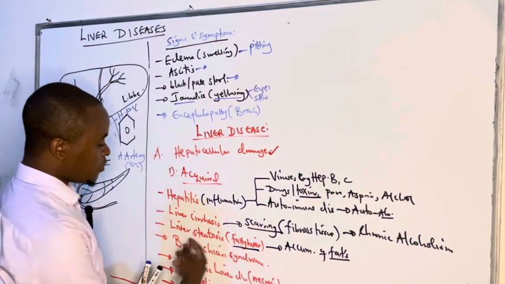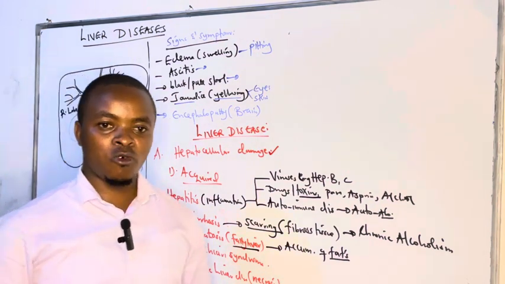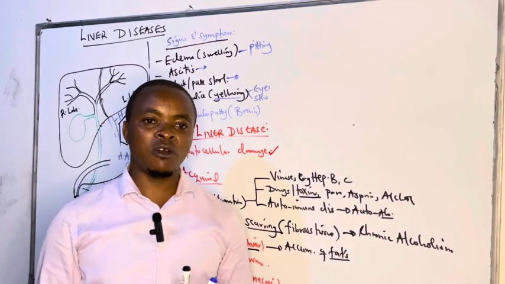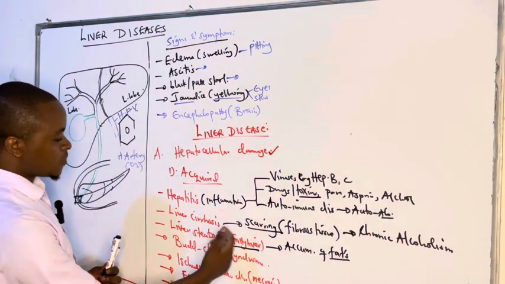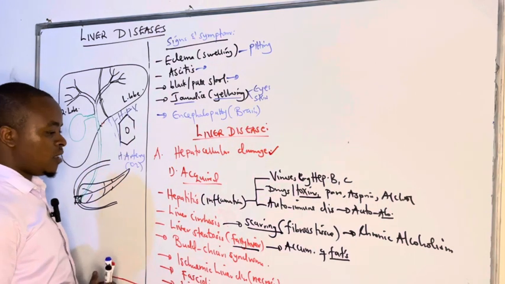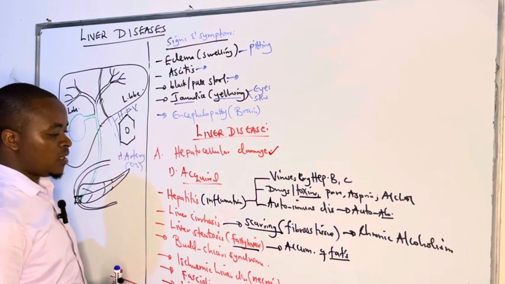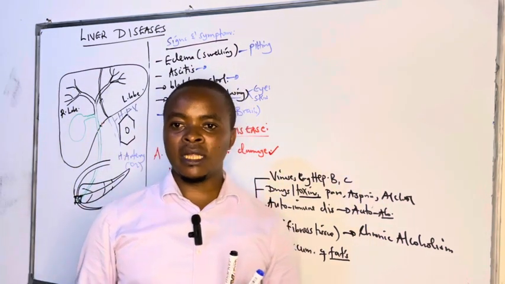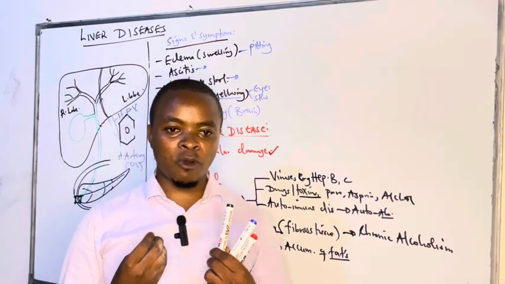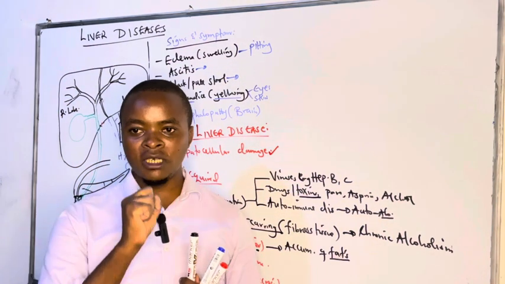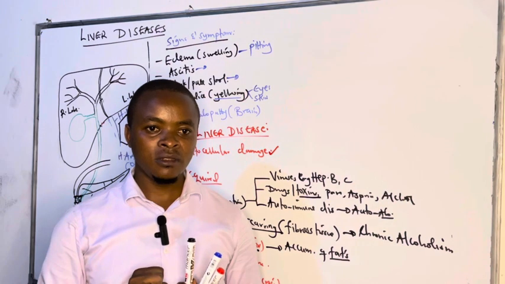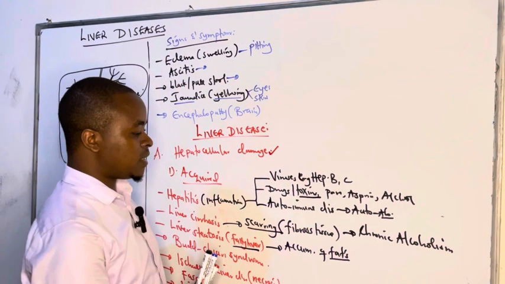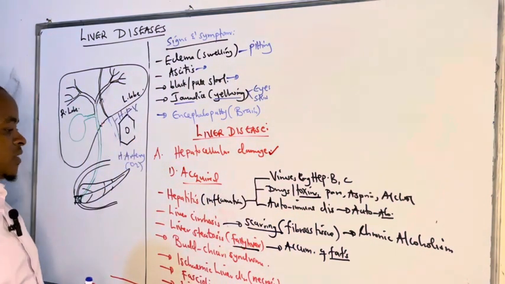And this one is also ruled out by scan, whereby the radiology department can do an MRI or an ultrasound scan, and they are able to see accumulation of fats within the liver cells. The risk factors are obesity. We can also see it in people who drink alcohol, which can lead to accumulation of these fats. And also in people with uncontrolled diabetes mellitus, we can see accumulation of fats in the liver.